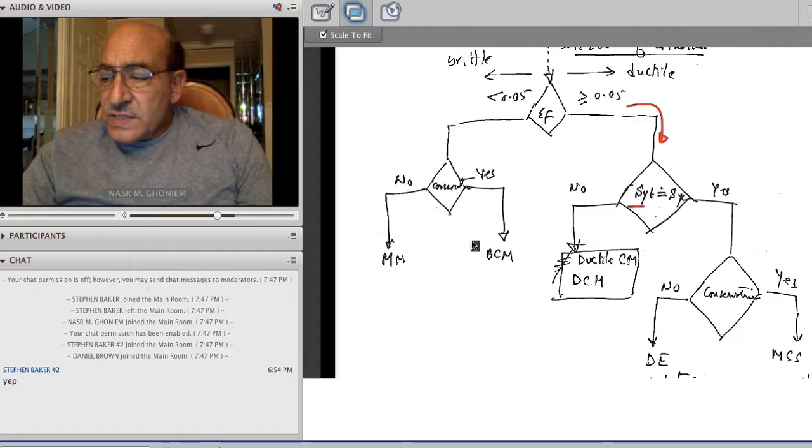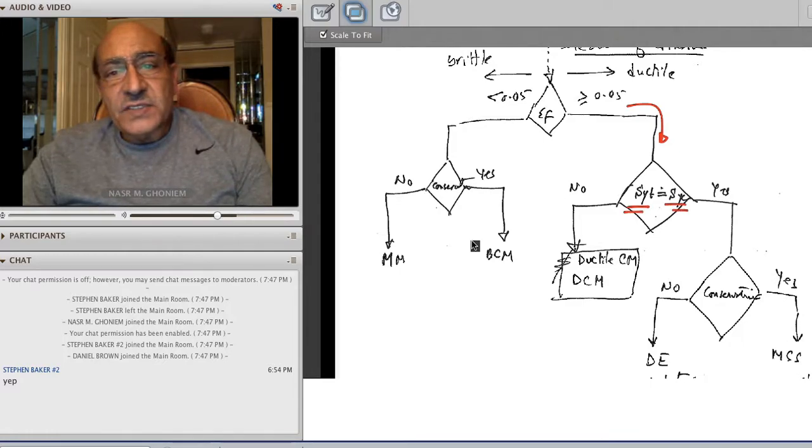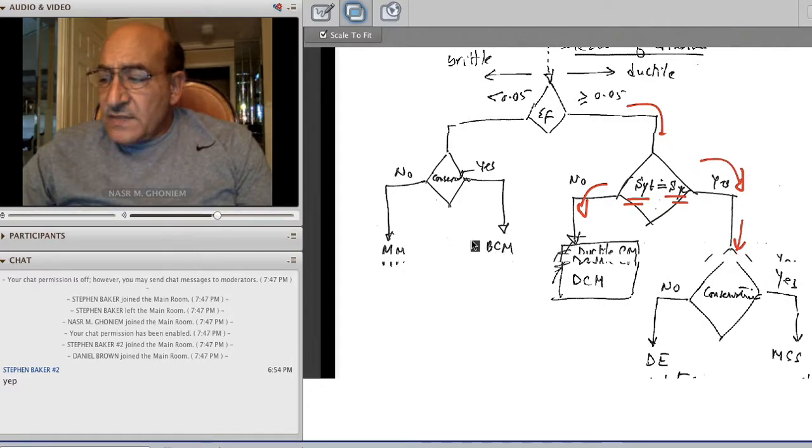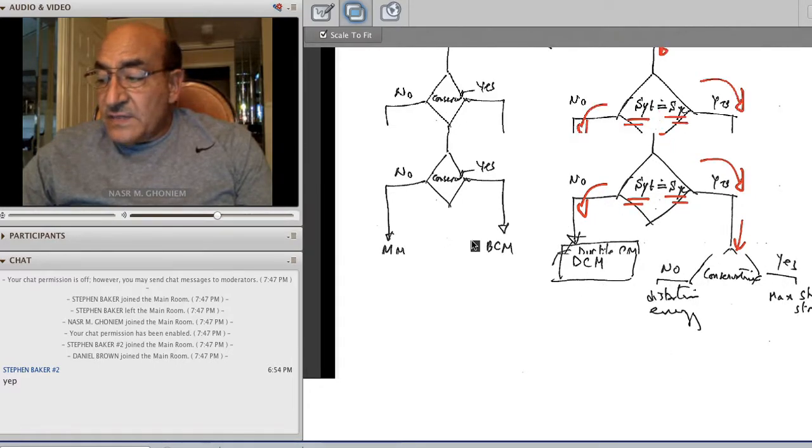check the yield in tension. Is it the same as the yield in compression? If it is yes, then I know that it's a symmetric yield surface. If it is no, then it's not a symmetric yield surface. So if it is yes, then again I decide if I know the data.